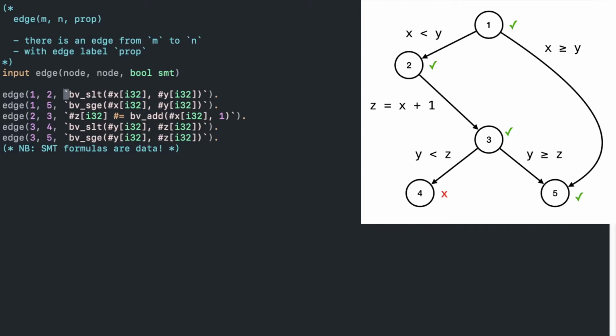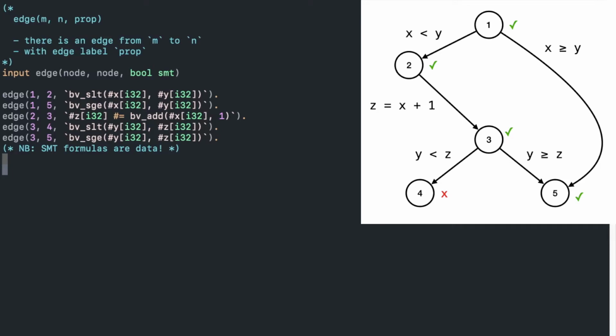And it's worth noting that in Formulog, SMT formulas are data. They are just terms, like the number 1 is a term or the number 2 is a term. There's nothing really special about them. They can be inspected and manipulated just like any other term.